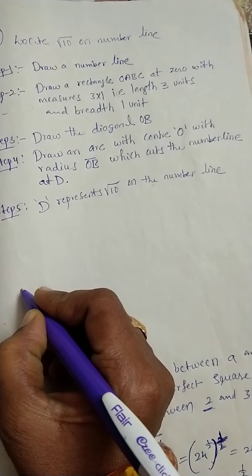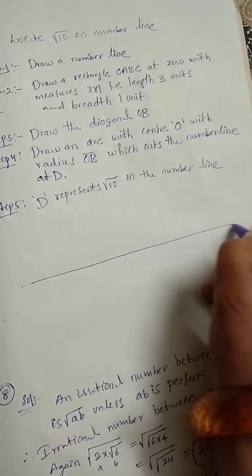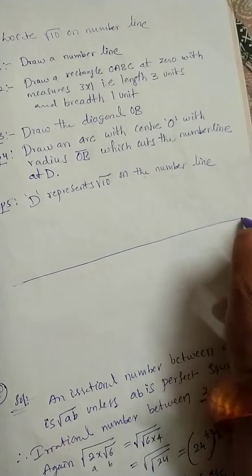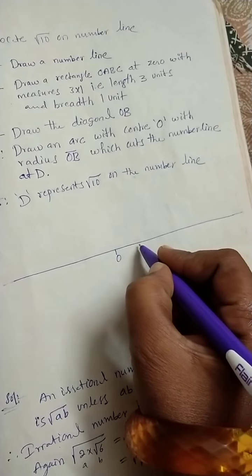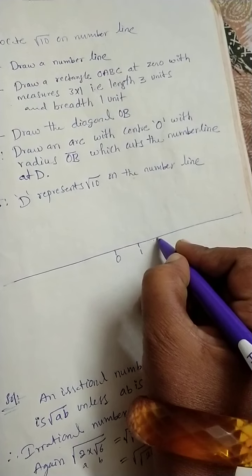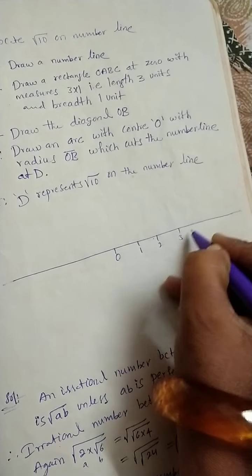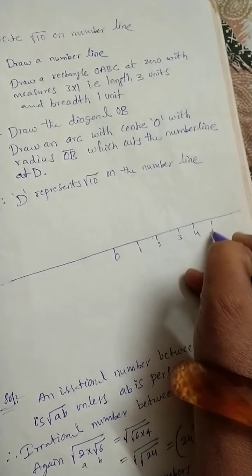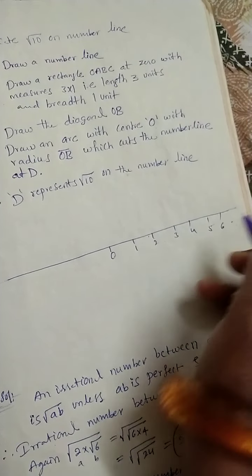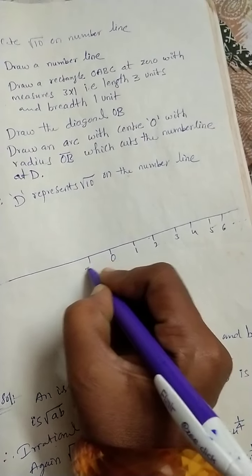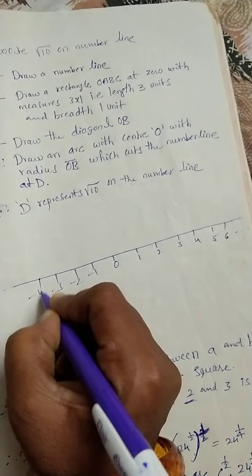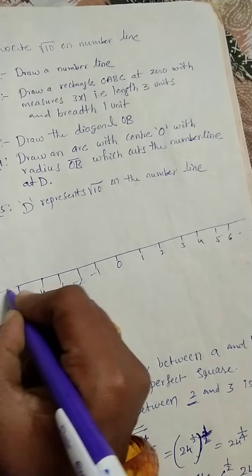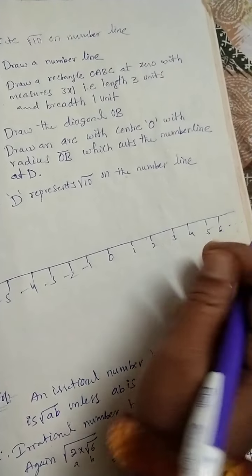See here, first what we have to do? We have to draw the number line. On that number line, you have to take the middle as 0. This side all positive numbers: 1, 2, 3, 4, 5, 6, and so on we can write. Next, on the other side, -1, -2, -3, -4, -5, and so on we can write.